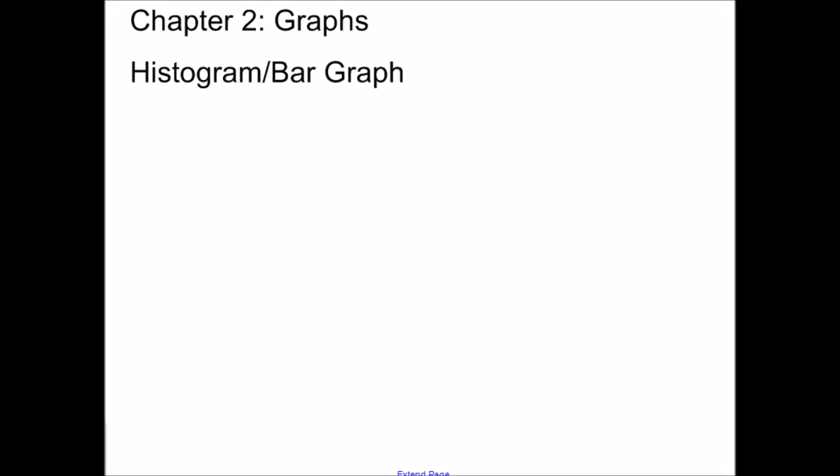Welcome back to Chapter 2. We're looking now at graphs, and in particular we're going to look at two different types, and that's a histogram and a bar graph. And they're very similar, as you'll see when we make them.